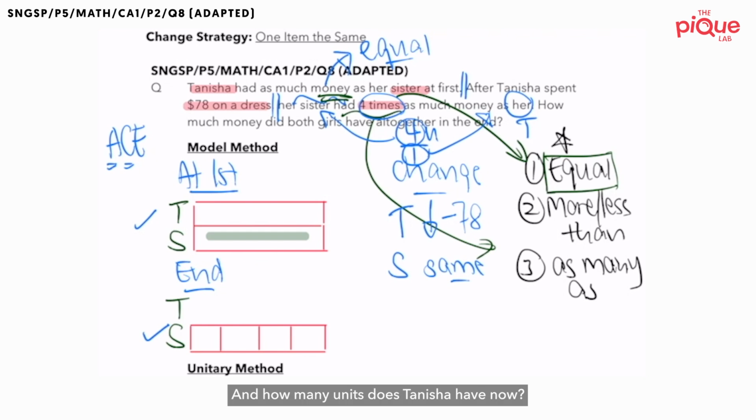And how many units does Tanisha have now? Tanisha has only 1 unit over here. So I'm going to give Tanisha 1 box to represent the amount of money that she has now. So after drawing the at first model and the end model, I'm going to do this thing called make parts equal. So making parts equal means that I need to cut the at first model the way that I have cut the end model. So let us cut the sister's model in the first model into the same 4 parts. And since we know that Tanisha and her sister had the same amount of money at first, I am also going to cut Tanisha's model into 4 parts.